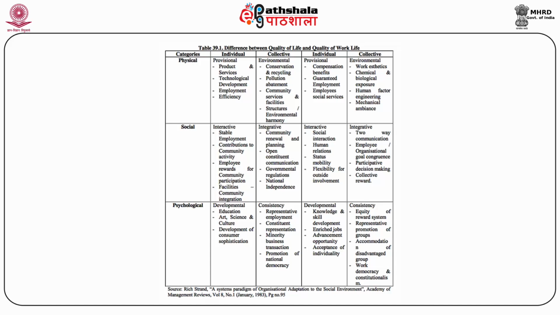When we are talking about quality of work life and it is developmental, it means knowledge and skill development, enriched jobs, advancement opportunities, and acceptance of individuality. And when it is consistency, it means equity of reward system, representative promotions of groups, accommodations of disadvantaged groups, and work democracy and constitutionalism.